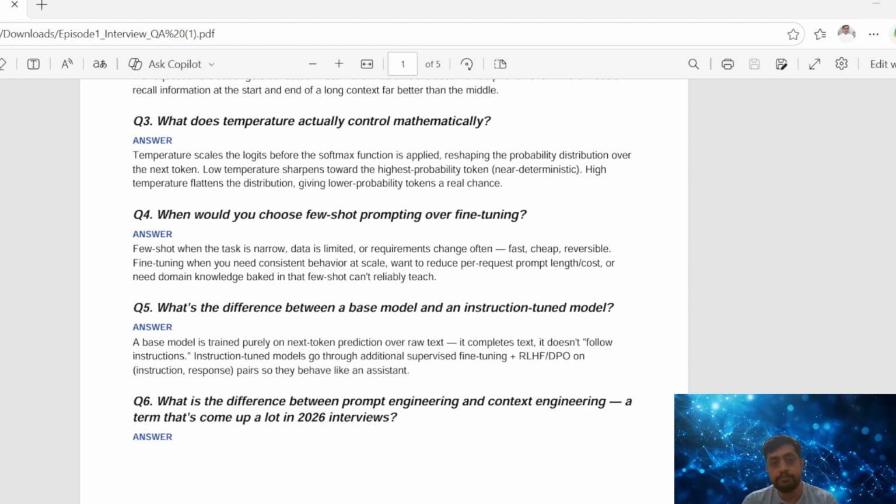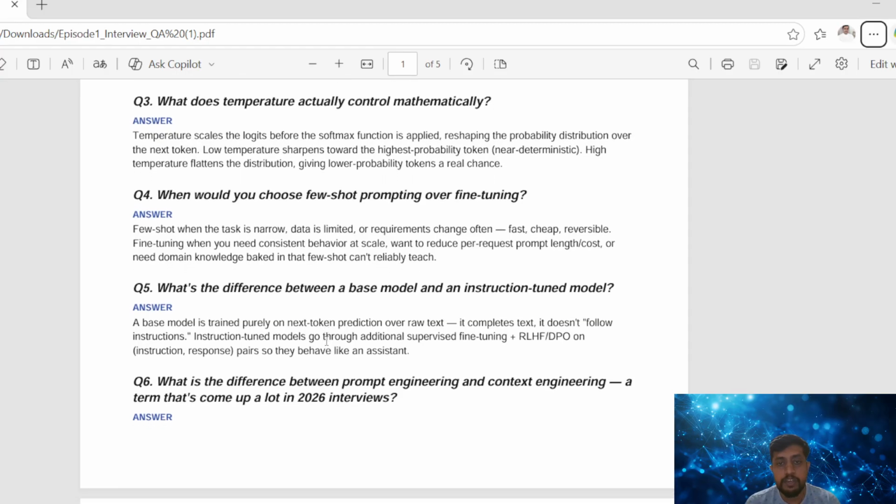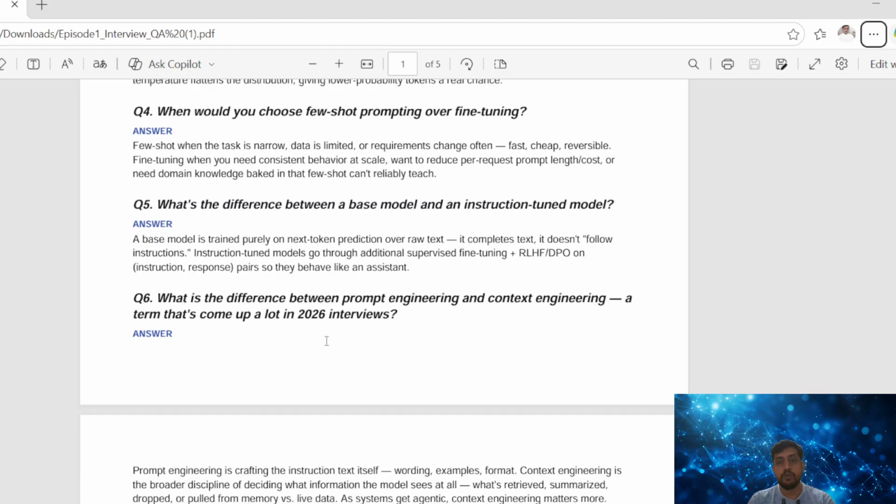Okay, next, what is the difference between base model and instruction tuned model? This is also a very important question. A base model is trained purely on next token prediction over raw text. It completes text, it doesn't follow instructions. It is just given raw text and predicts the next token based on that raw text. It doesn't have any instructions. Instruction tuned models have additional supervised fine tuning, and also RLHF or DPO on instruction-response pairs. So it behaves like an assistant.